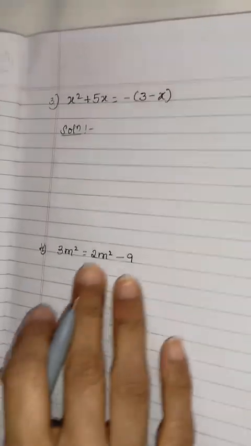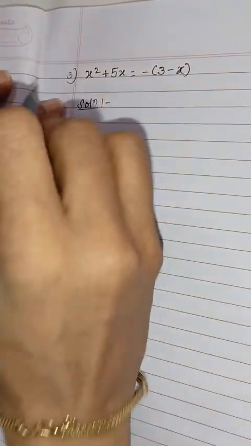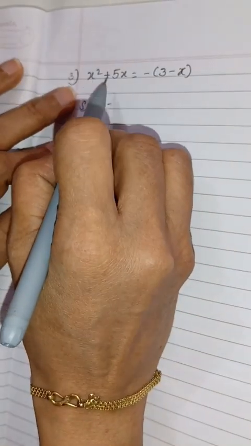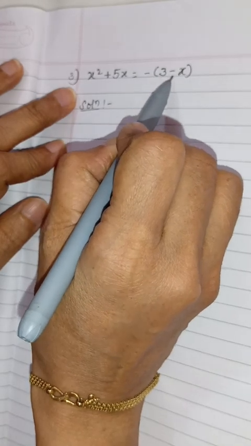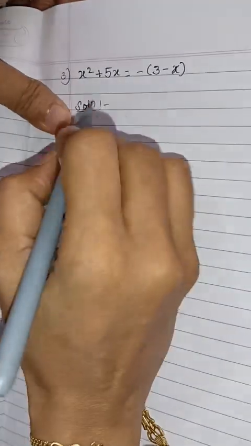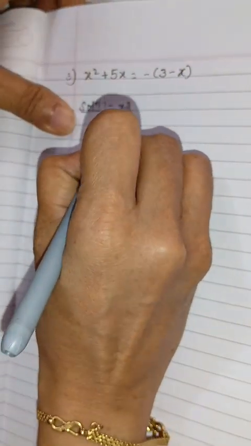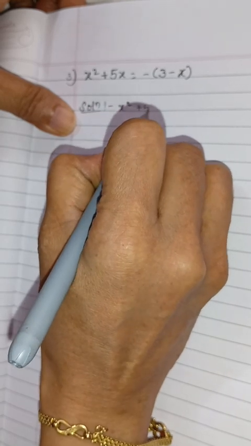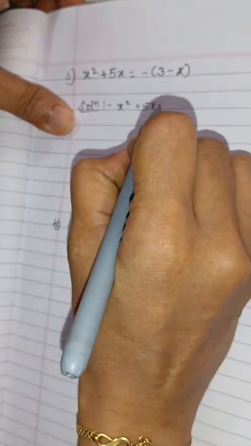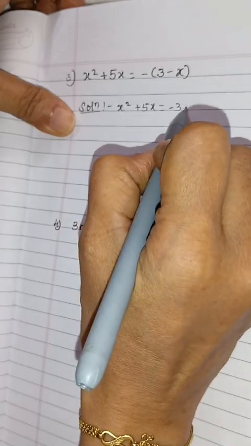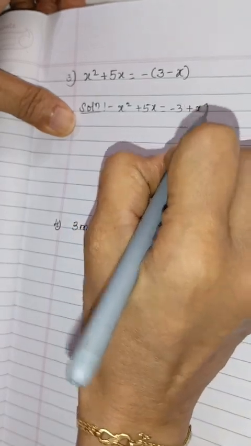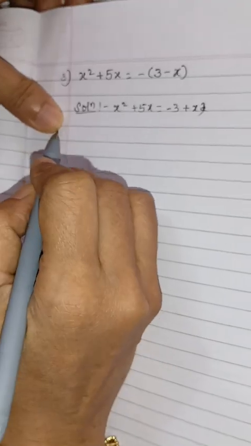Now third one: x square minus x square plus 5x equal to minus into 3 minus x. So we have to simplify now. x square plus 5x, and here minus 3, and minus minus becomes plus x. Don't put bracket.